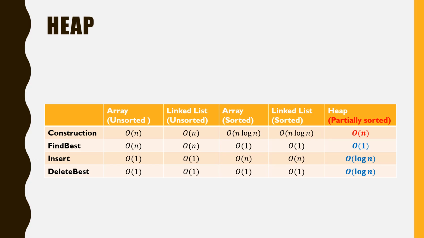In the previous videos, we discussed the find best, insert, and delete best operations for heap. We learned that the find best operation can be executed in constant time, while both insert and delete best operations have a time complexity of O(log n). In this video, we will focus on the construction function and explore how to build a heap efficiently.